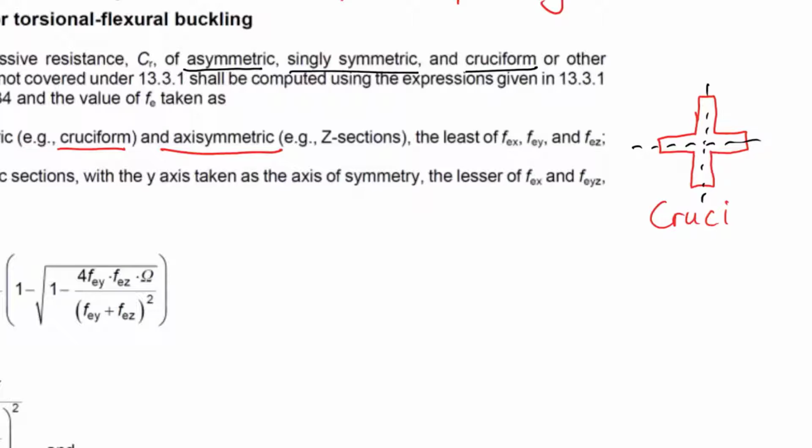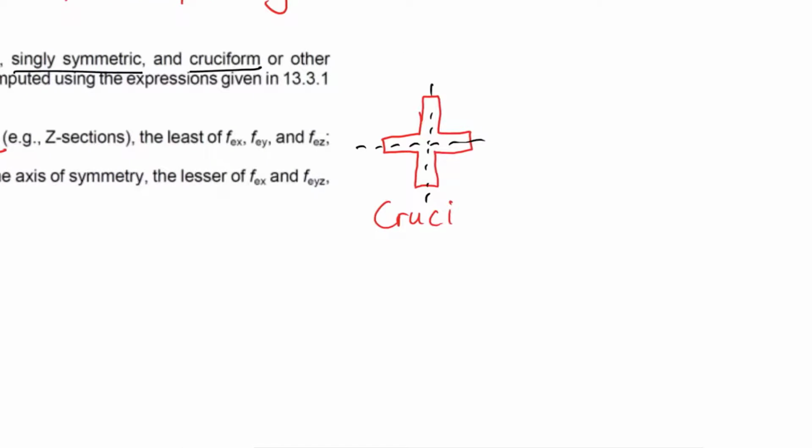And then you've got axisymmetric sections, for instance a Z section. A Z section would be a lipped purlin. If you fold it over about one axis and then fold it over about the other axis, then it's symmetrical.